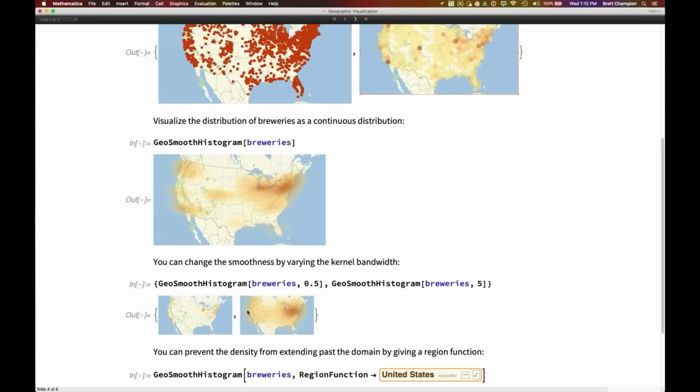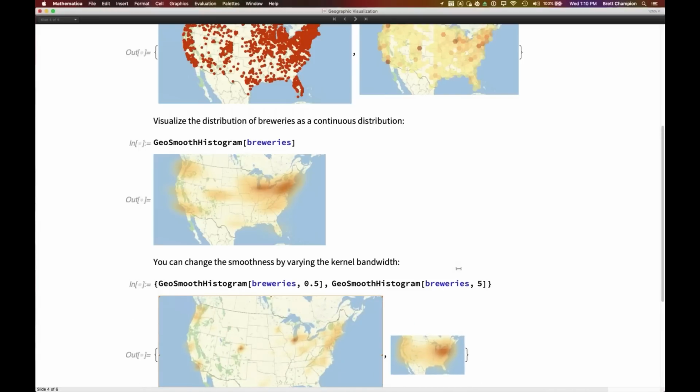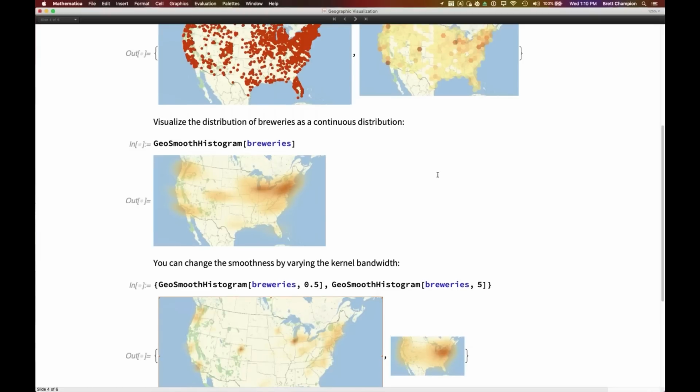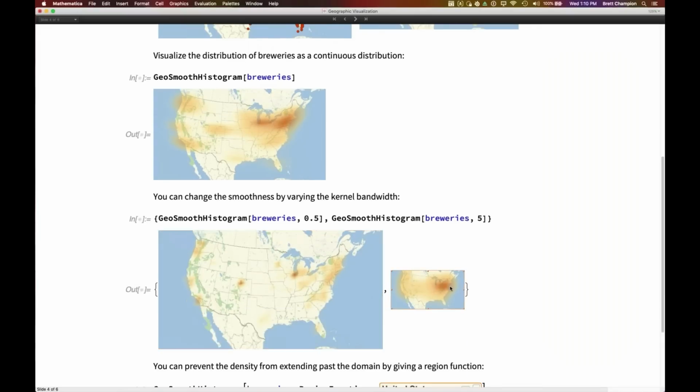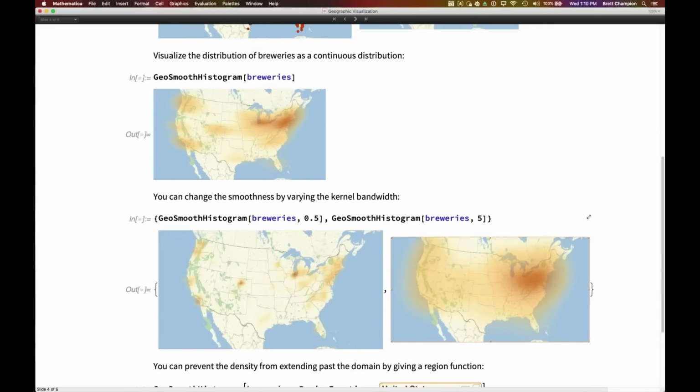If we use a smaller bandwidth, we get less spread out smoothness and sharper bits of color. This is much closer to our discrete version here. If we use a larger one, then it spreads out more and you get a more diffuse sense of the distribution.